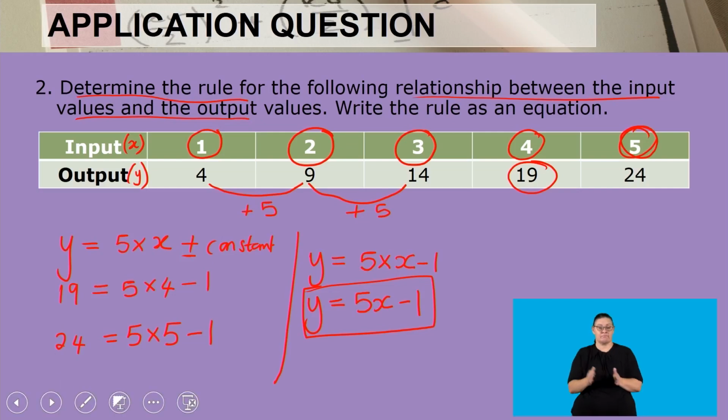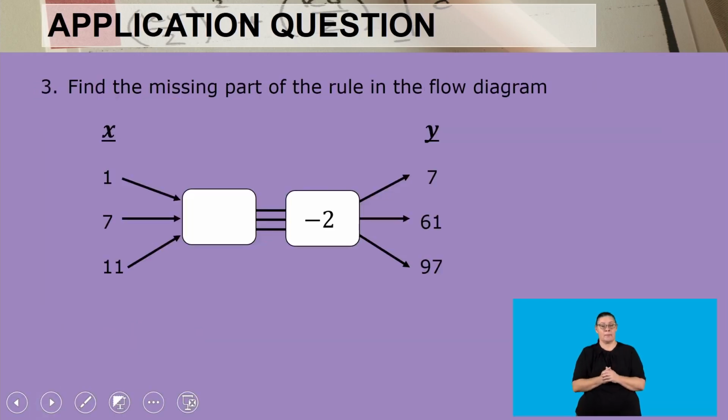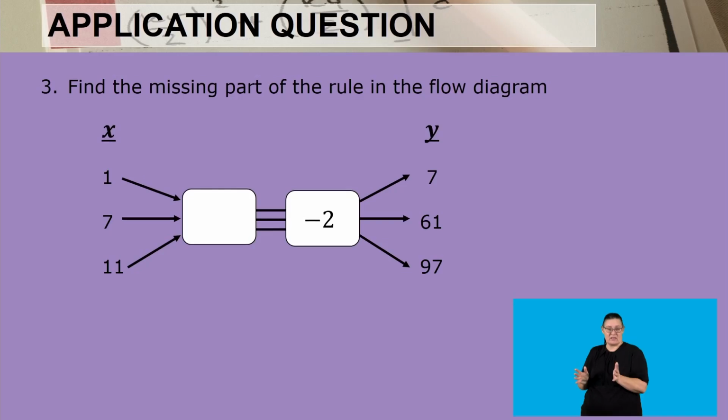Let's move on to our next question. So our next question there says, find the missing part of the rule in the flow diagram. So when we look at this flow diagram, we have been given the input values and the output values. So nothing is missing there. We have all those numbers. Then we have only been given the second part of our rule there, and that is minus 2.